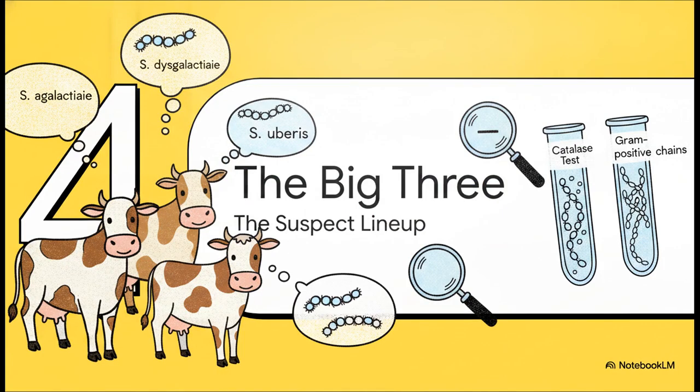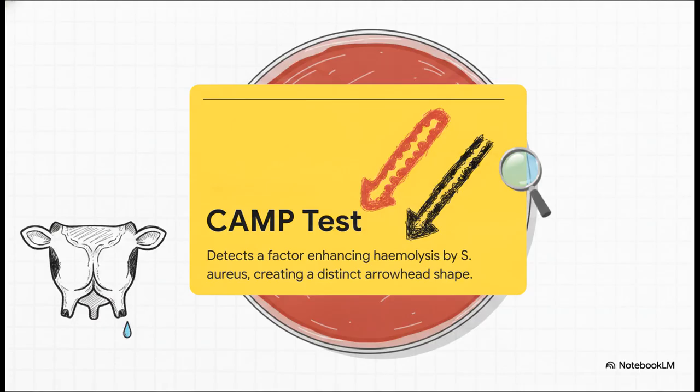Part 4, differentiating the big three, also known as the suspect lineup. In the specific world of bovine streptococcal mastitis, our suspect lineup really comes down to the big three: Streptococcus agalactiae, Streptococcus dysgalactiae, and Streptococcus uberis. Now here's the catch. They all look completely identical under a microscope, so we have to rely on very specific biochemical fingerprints to tell them apart.